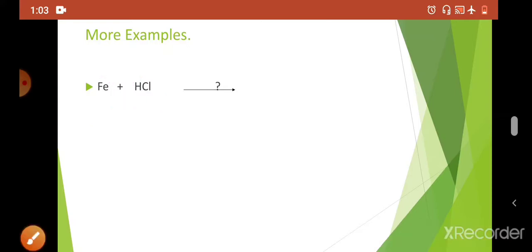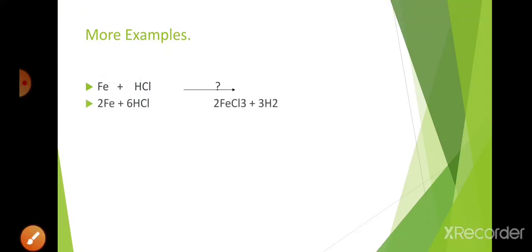So next one is coming up. The answer is coming up now. 2Fe plus 6HCl gives 2FeCl3 plus 3 hydrogen gas, 3 times H2. 2FeCl3 plus 3 times H2 is our product. Okay, so that's our product.